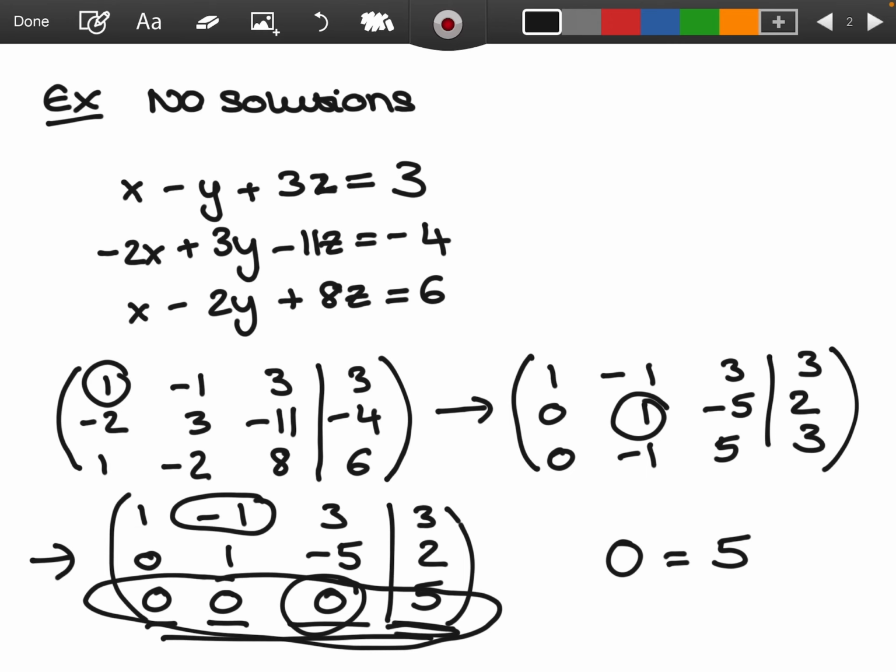Now I'm going to move on to another example that we need to be aware of, which is when there are infinitely many solutions.